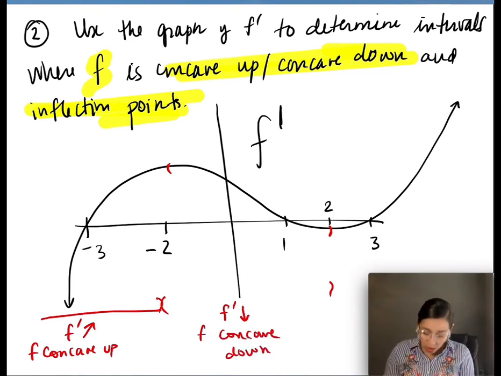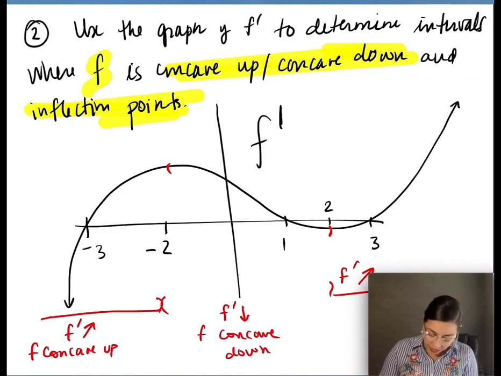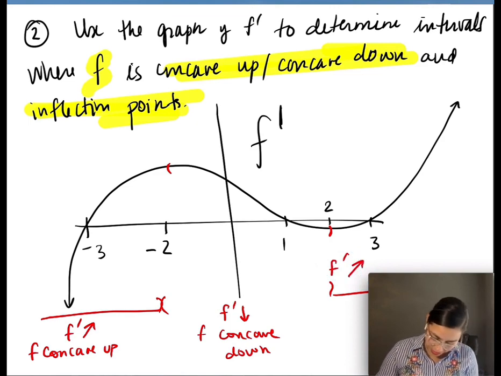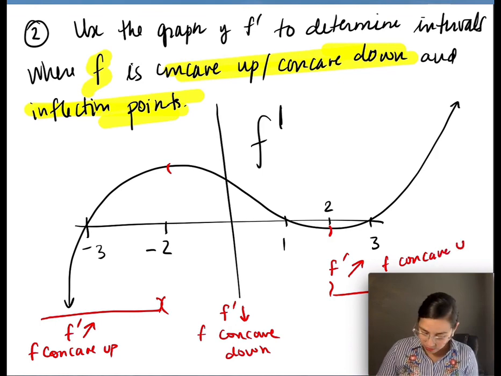And then from 2 on, we see that f prime increases. Since it increases, then we know that the actual function f is concave up.